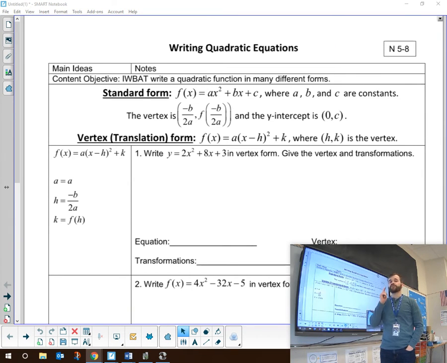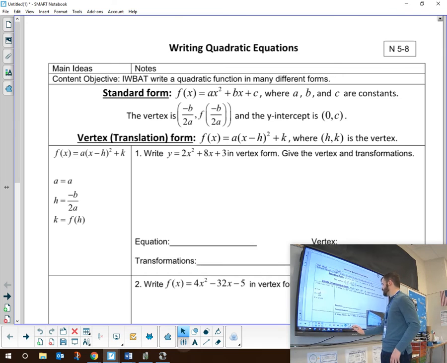We're almost done. Our test is on Friday, but today we're talking about writing quadratic equations. In other words, we're talking about moving things between our different forms. We know what standard form is, and whenever we graph equations, we have vertex form. A very important thing for you to know is how to convert from standard form to vertex form, okay?